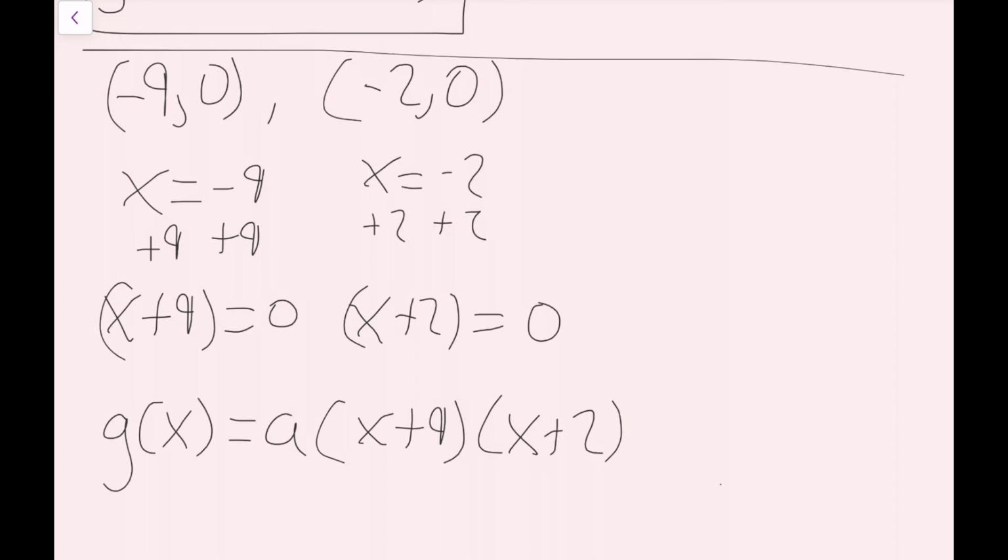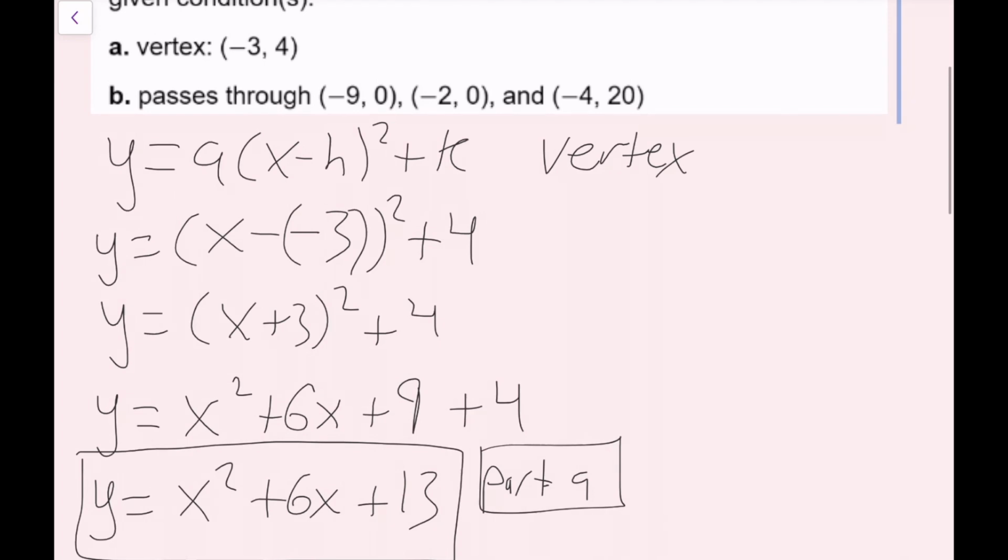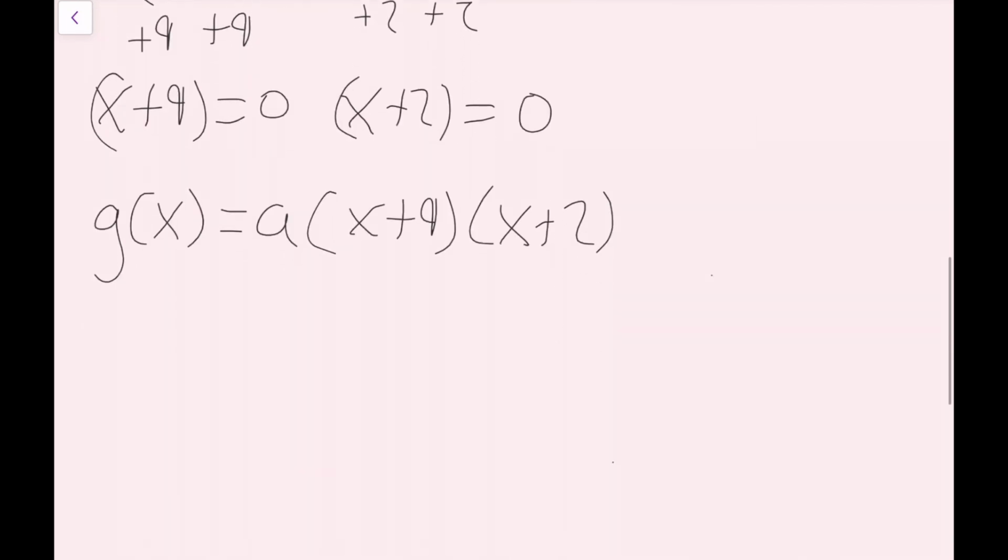That'll make this entire function 0. Now, the last thing that I need to be sure of is that the point -4, 20 is a part of this function. And this will help us find our a value right here. So I need the point -4, 20.